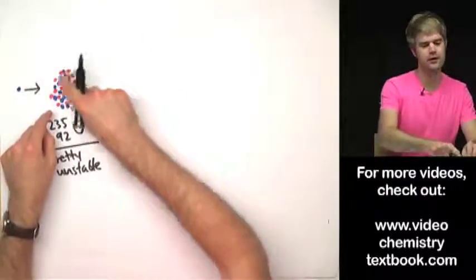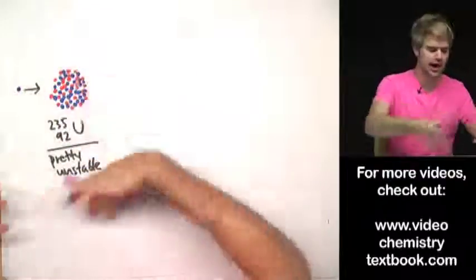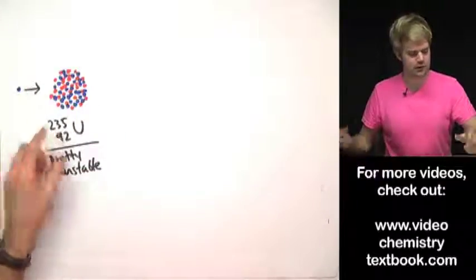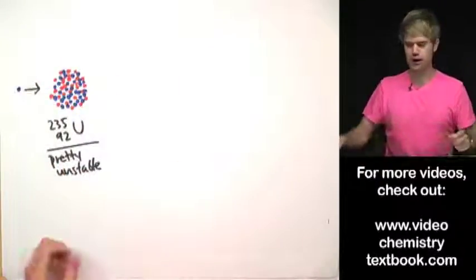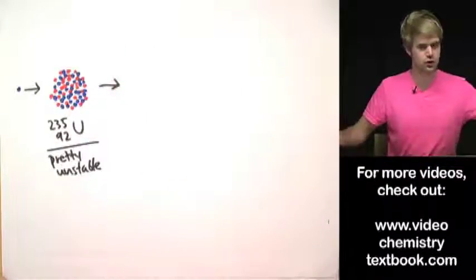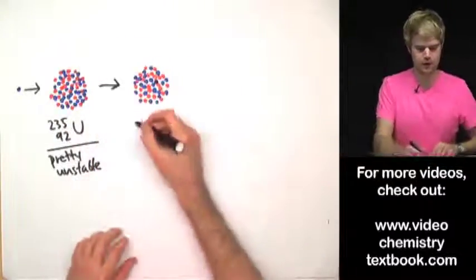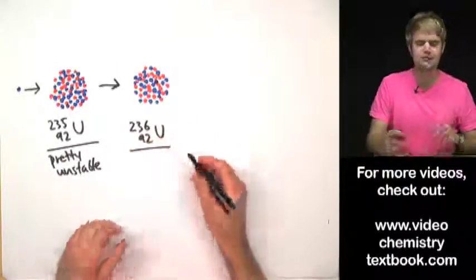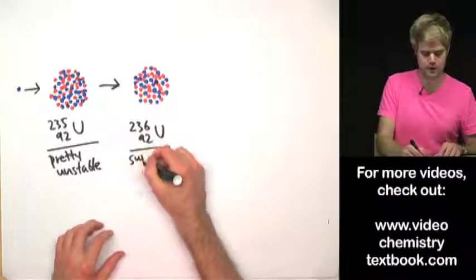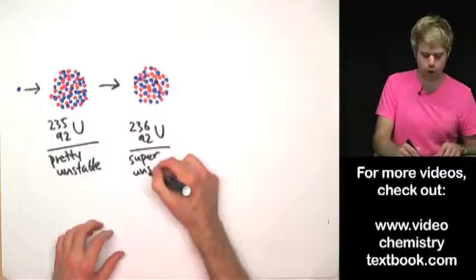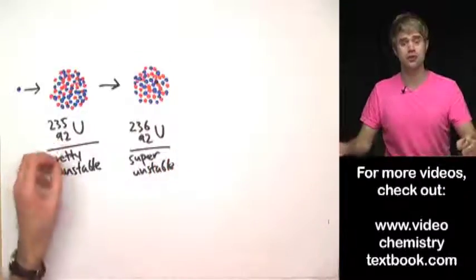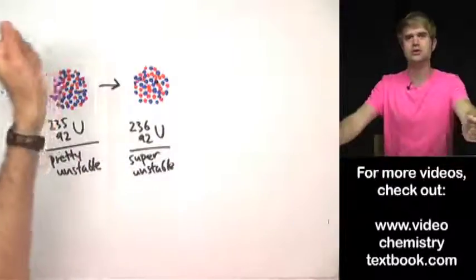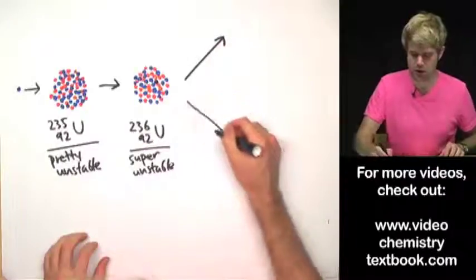I'm just showing the nucleus here. These are the protons and neutrons in red and blue. I'm not drawing the electrons because they're not really important for what we're doing here. So anyway, this uranium-235 atom gets this neutron and it holds on to it, which turns it into uranium-236 because it has one more neutron. Uranium-236 is super unstable. It is way more unstable than uranium-235 is. And in fact, it's so unstable, it's so unhappy, that it splits into two smaller atoms.